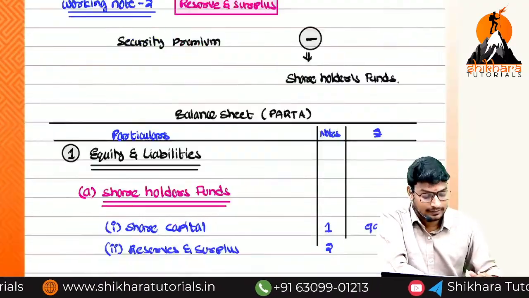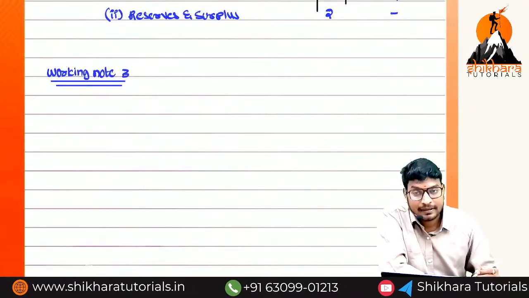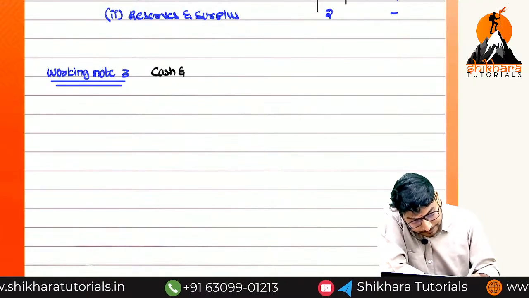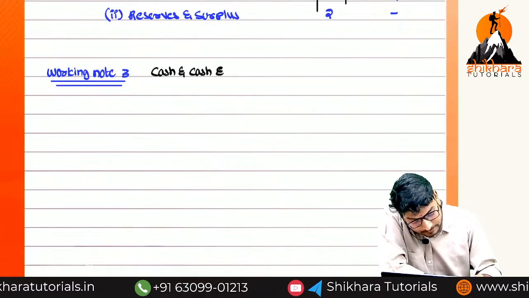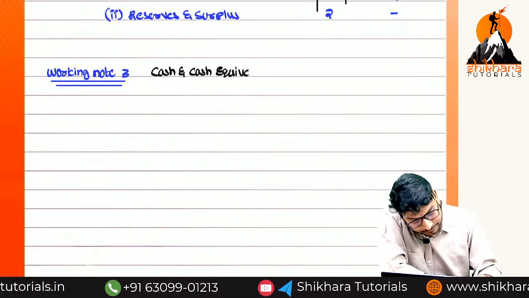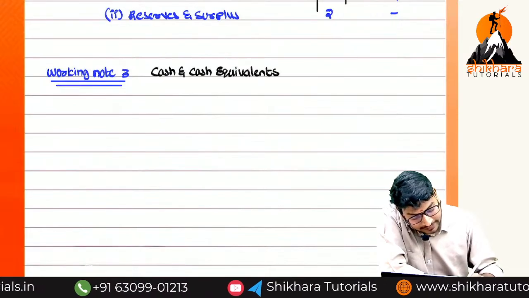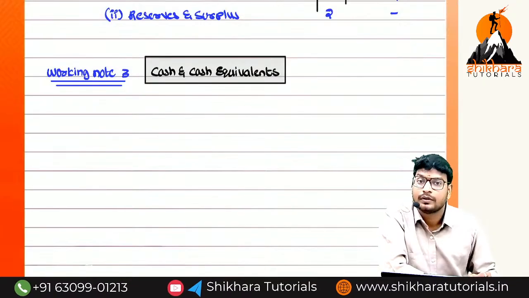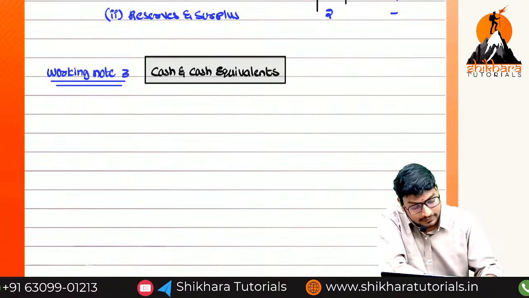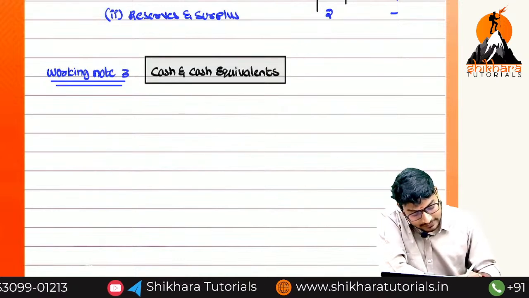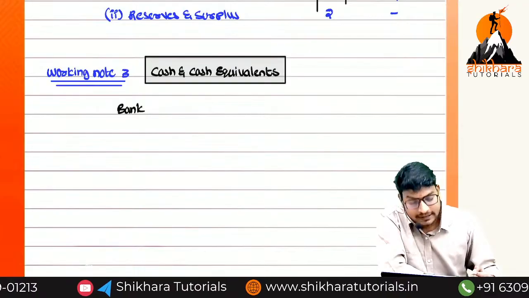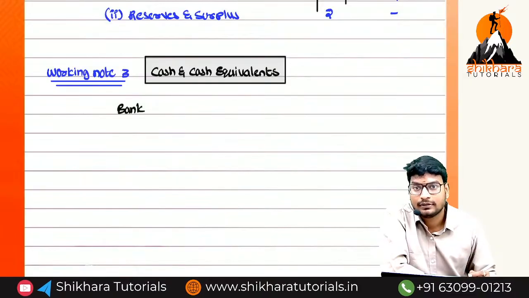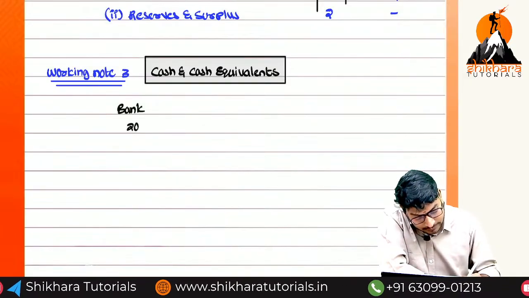The bank balance working note. The bank balance will be disclosed under the head called cash and cash equivalents. There we are going to write the bank balance, whatever is available. So the first installment amount is 20 rupees, so 1 lakh into 20. How much? 20 lakhs.